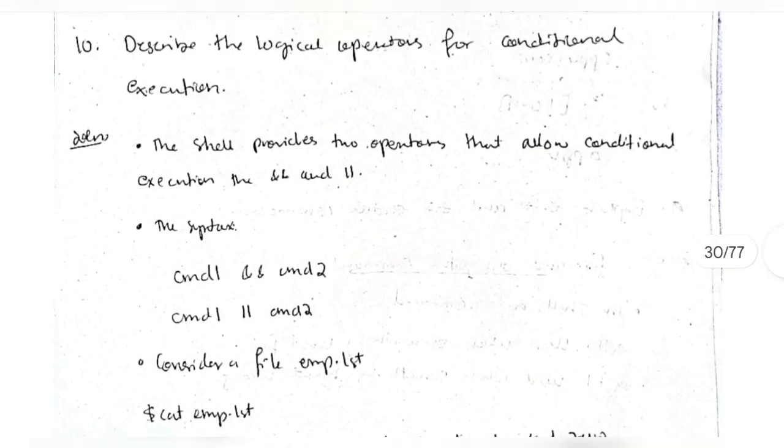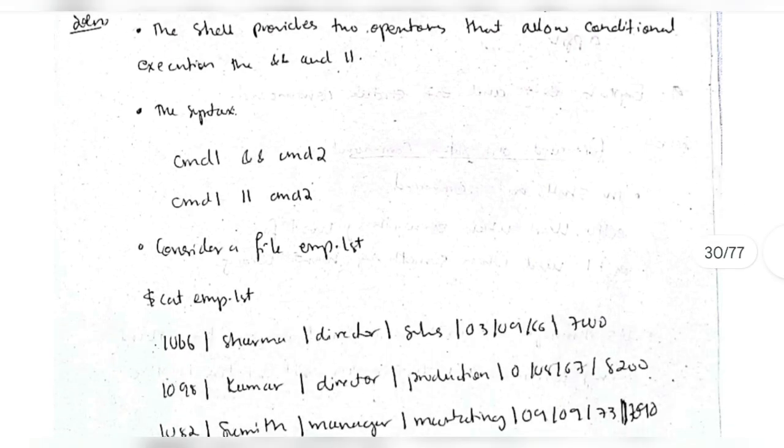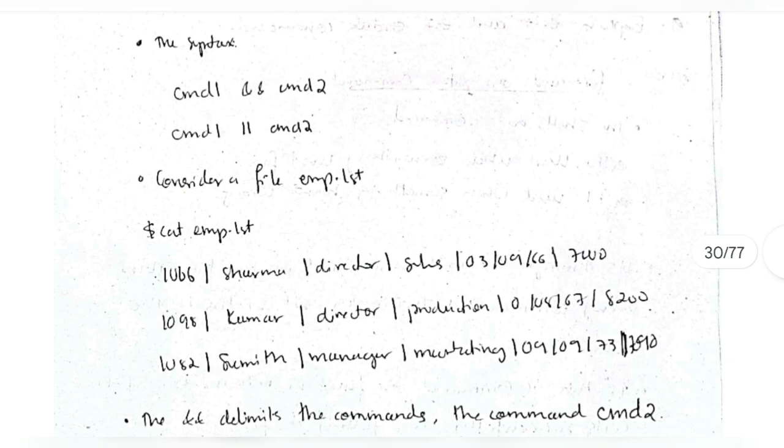Okay, next one is about the logical operators for conditional execution. So what are the logical operators? And, or. Yeah, these are the logical operators. So what does and do?